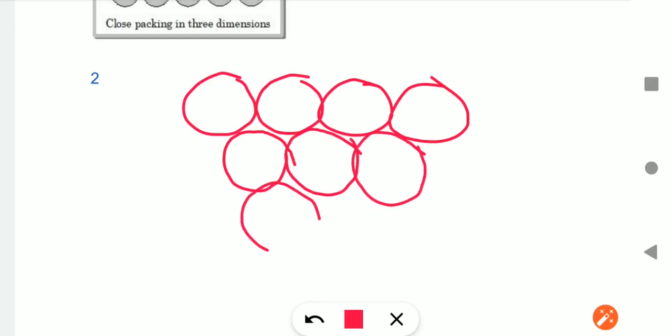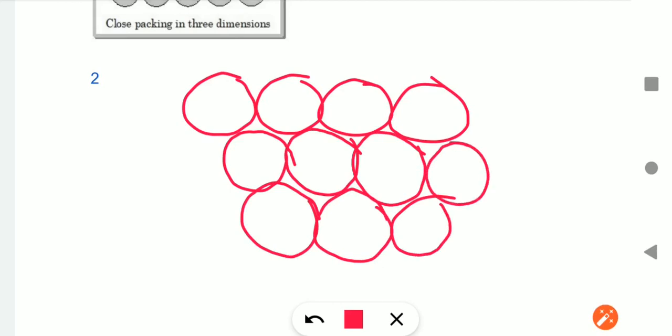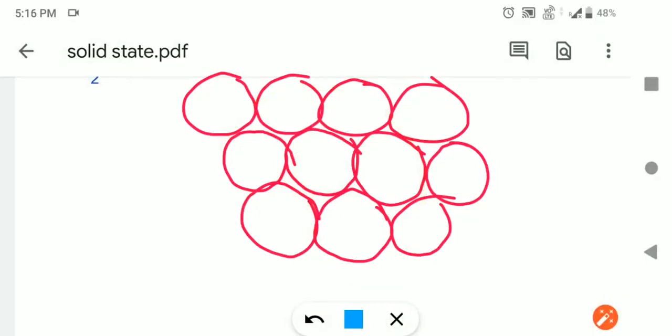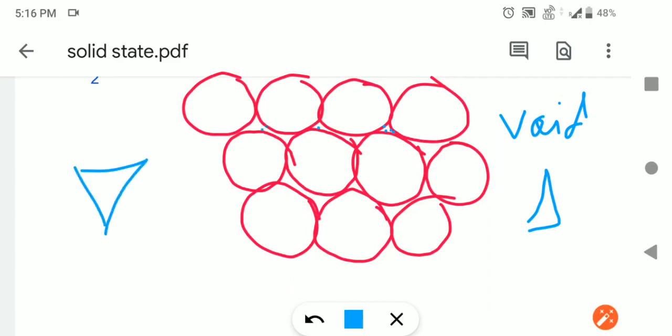So what will happen in 3 dimensions? I will put another layer over this layer. So I am changing the color. Now I am putting another layer. Here 2 types of void are there. Void means gap. First, whose peak is upside, like this one, look here, and second, whose peak is downside, this one. Is it clear? So now what will I do?